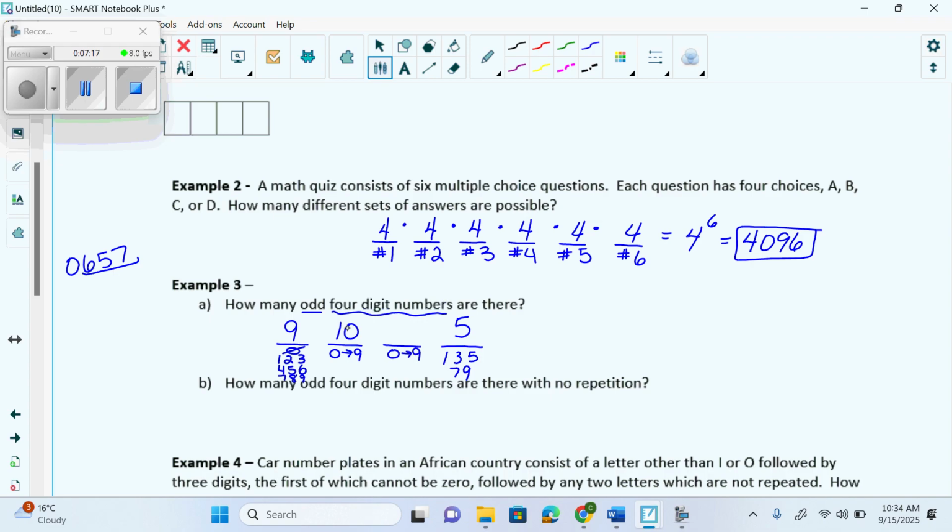Then here I have 0 to 9. How many options is that? 10. And then I do this times this because I need all of the numbers. I need this one and this one. So I get 4,500.